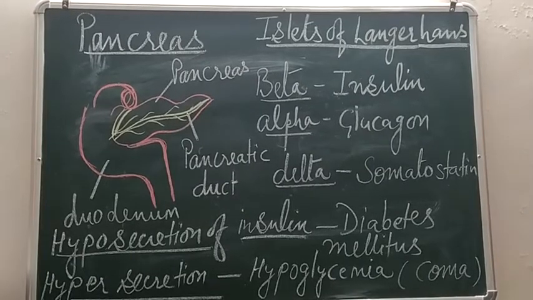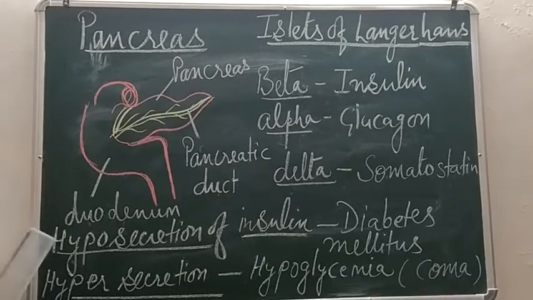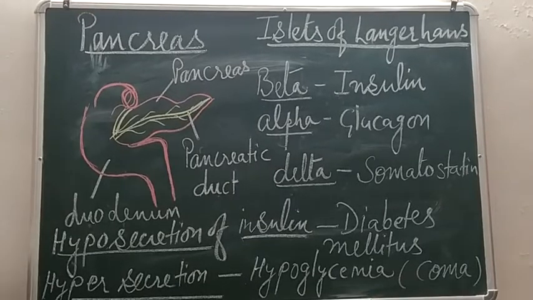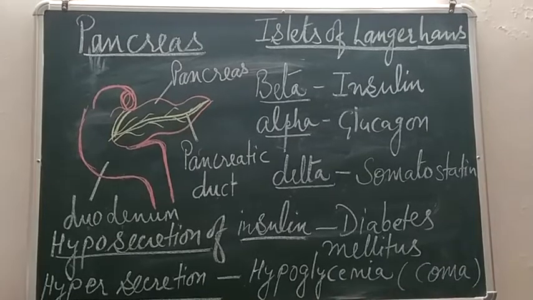So first, insulin will promote utilization of glucose in the body, and secondly, it will stimulate conversion of extra glucose into glycogen, and that will be stored in the liver for further use.